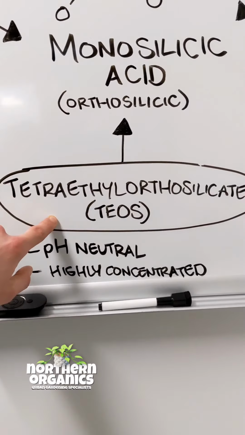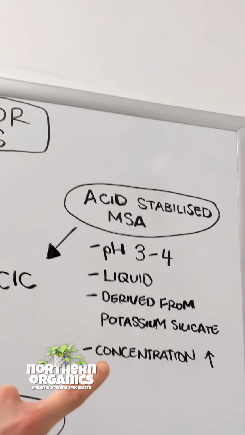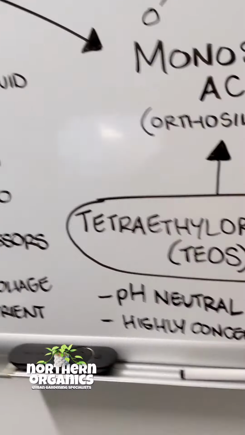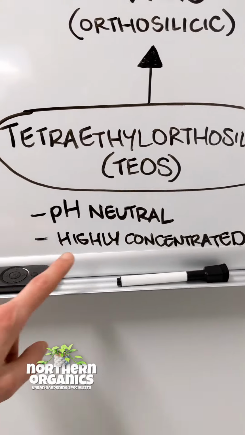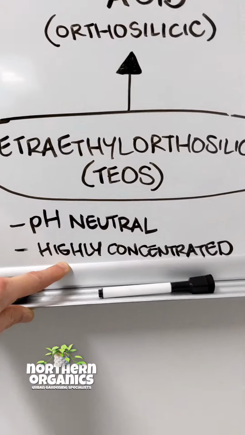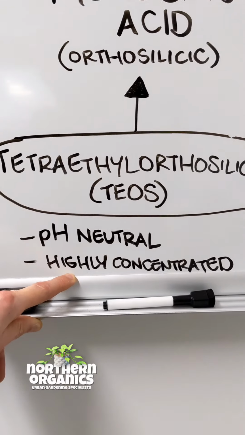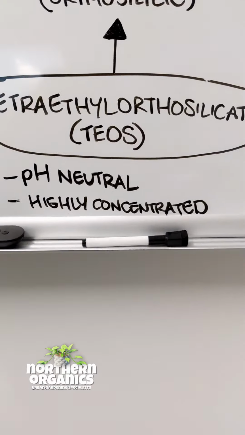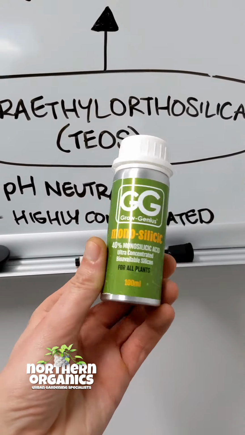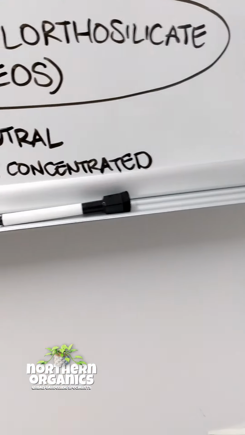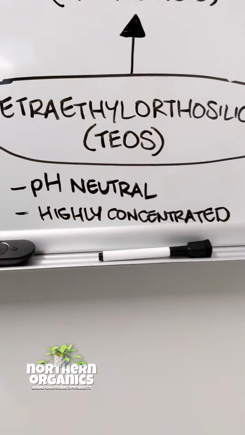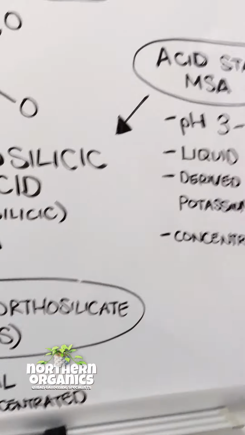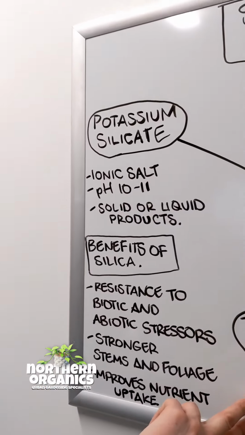When we compare tetraethyl orthosilicates back to acid-stabilized monosilicic acids or the potassium silicates that those are derived from, the tetraethyl orthosilicates are highly concentrated. Common application rates are something as small as 0.03 milliliters per liter. That's literally a drop. You would see something like that with Growgenius monosilicic acid. These forms of silicic acids are also pH neutral. That is the biggest thing that distinguishes them from acid-stabilized MSA or potassium silicate.